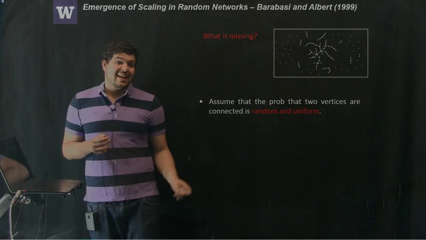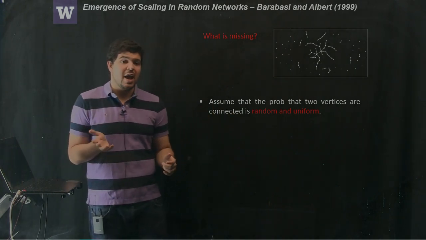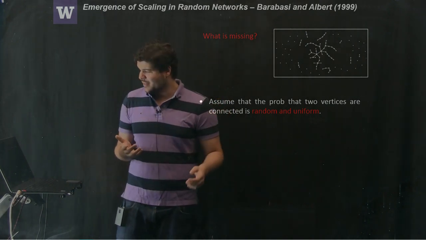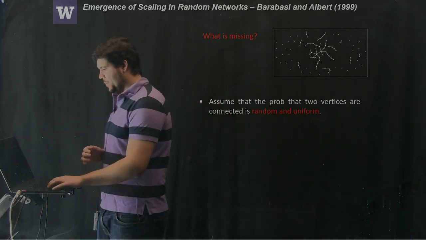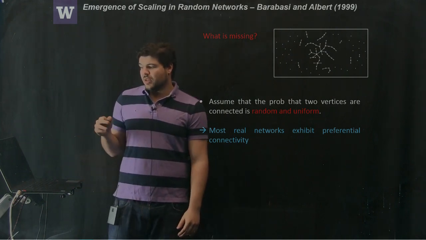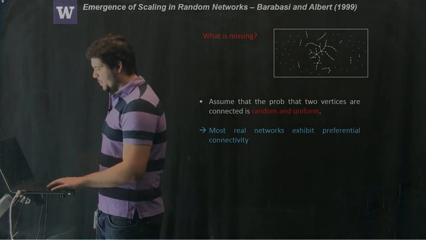And the other thing is that they assume that the probability that two vertices are connected is random and uniform. So each vertex is as good as any other. But in most real networks, they exhibit what they call preferential connectivity. Okay, so what does that mean?